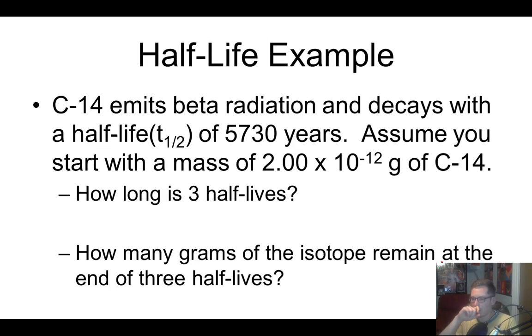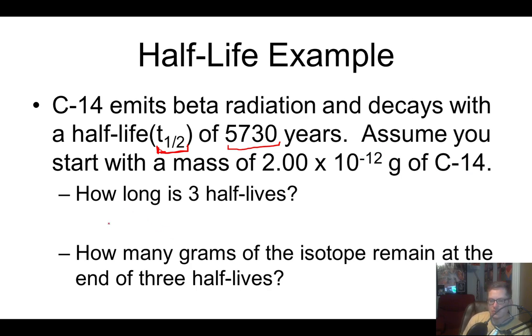All right, here we go. Now we're going to get into the math here. Carbon-14 emits beta radiation and decays with a half-life of 5,730 years. Just to recap, this symbol means half-life. Remember, lowercase t means time, and the little 1/2 subscript implies that you're talking about half-life. So the half-life of carbon-14 is about 5,730 years. Assume you start with a mass of 2.0 times 10 to the negative 12th grams of carbon-14.